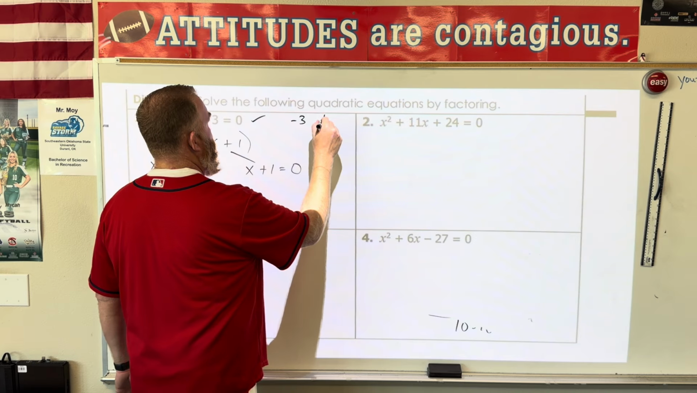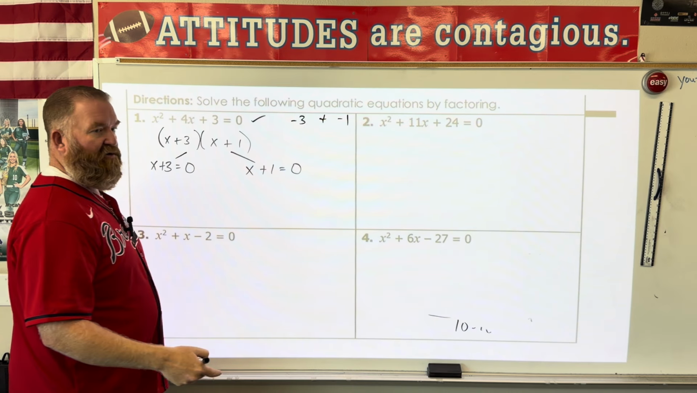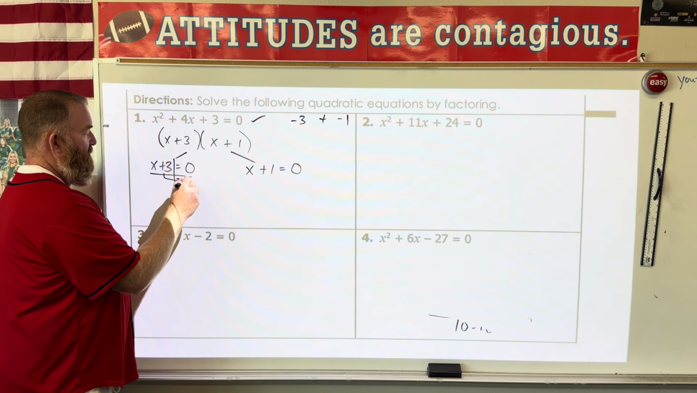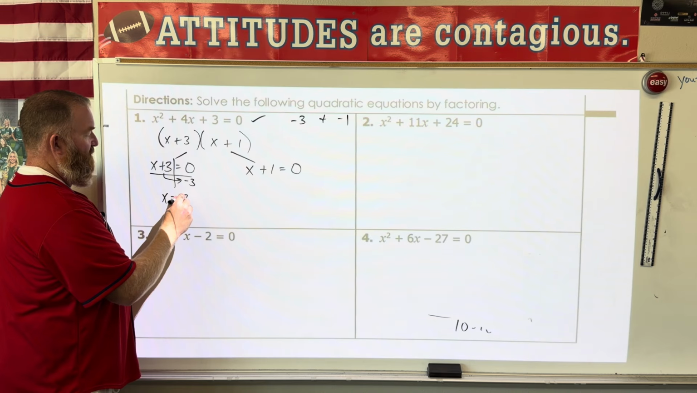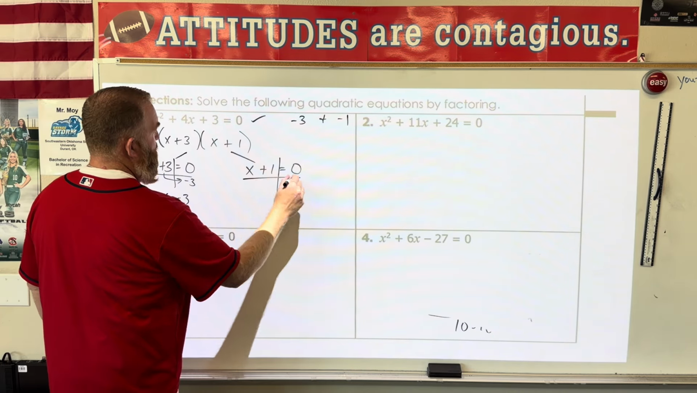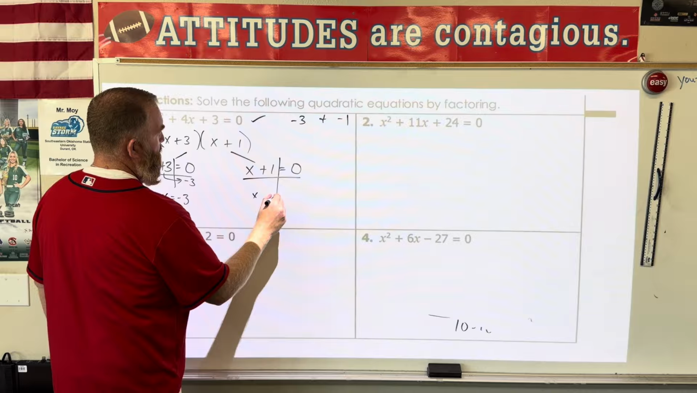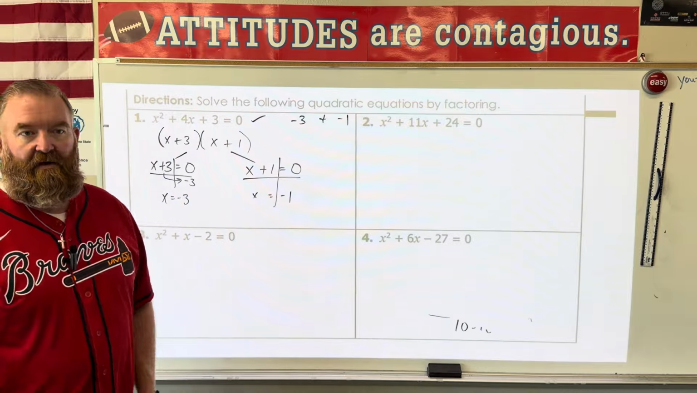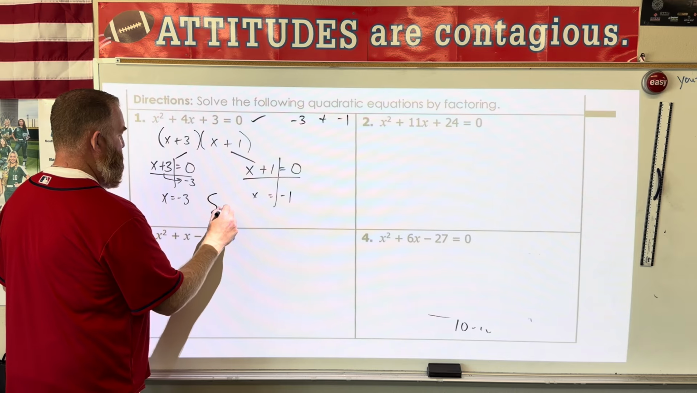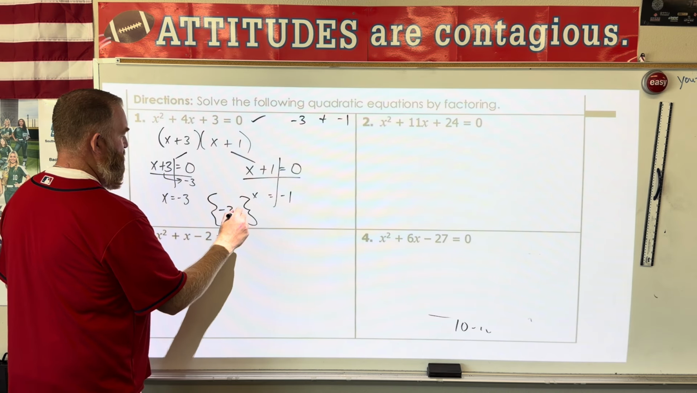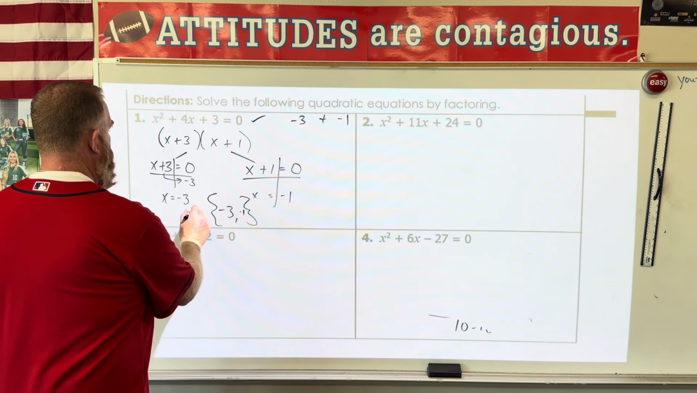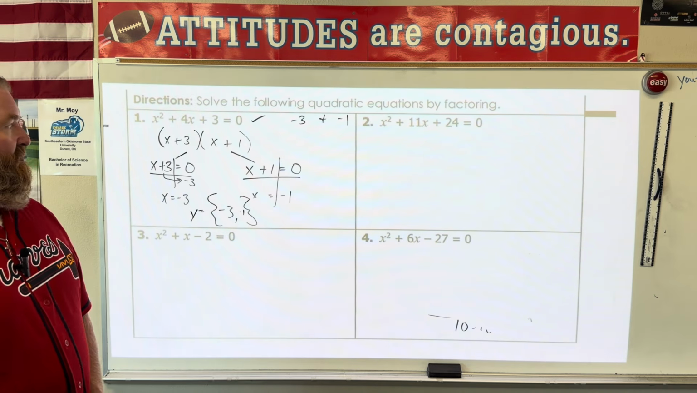-3 and what? -1. So if I do that correct, this should match. What's +3? When I move it, becomes a what? -3. X equals -3. Isn't that one of my spots? Perfect. Okay. Let's do the other one. +1 becomes a what? -1. Perfect. We're done. So if I were to write the answer, it'd look like this. Okay. -3, -1. X equals. Everybody with me?